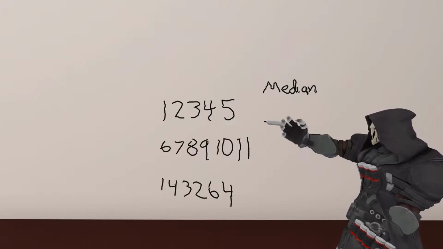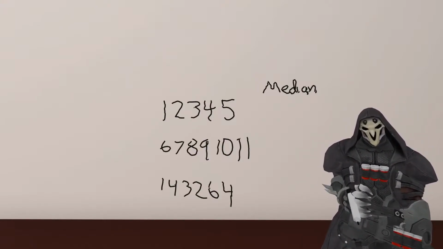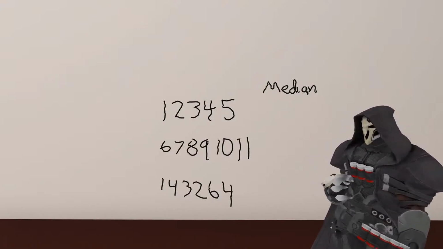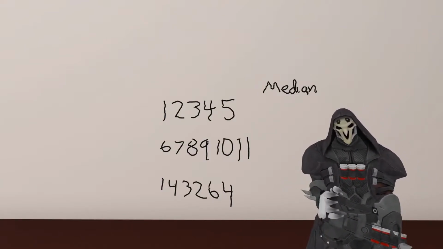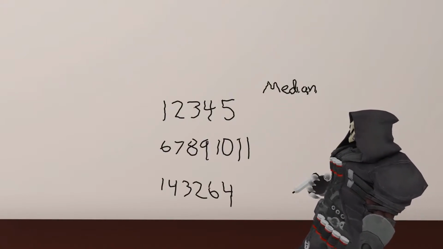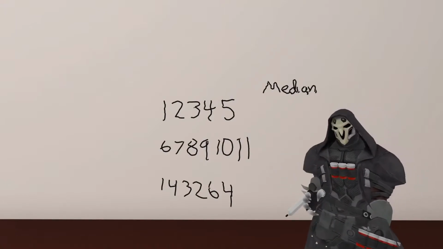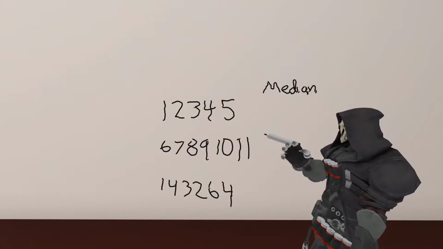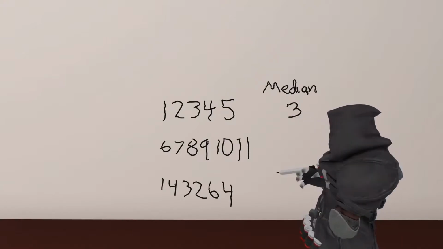So here we have the numbers 1, 2, 3, 4, and 5. Now the first thing you need to ask is, is it in order? We always have to have our numbers in order. So 1, 2, 3, 4, and 5, are they in order? Yes, they are. Now, what you can do is you can hopefully see that there's a 3 in the middle. So that means that the median for the first one is going to be 3.